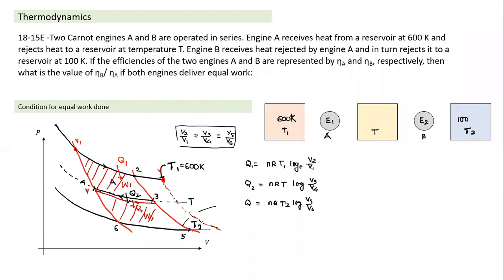And since all these log terms are equal, I can write Q1 is equal to some constant times T1, Q2 is equal to the same constant times T here, and Q3 will be equal to the same constant times T2. So everywhere in the process, heat is proportional to temperature. And this is what happens in the case of a gas.